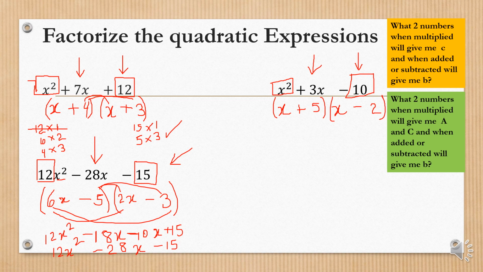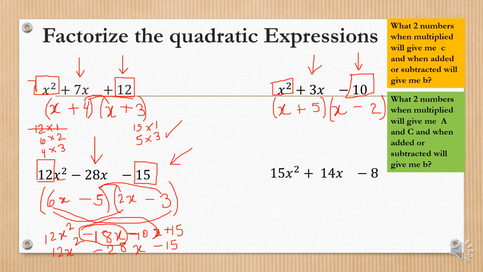Remember, the goal is to get the middle number. Minus 28. That's the goal. Okay? The goal is not to get minus 15. The goal is to get minus 28x. Let's do yet another example.